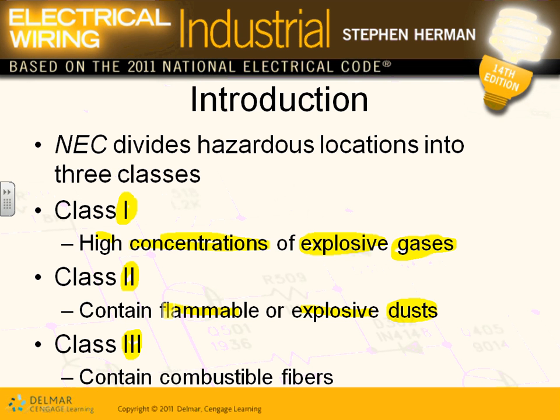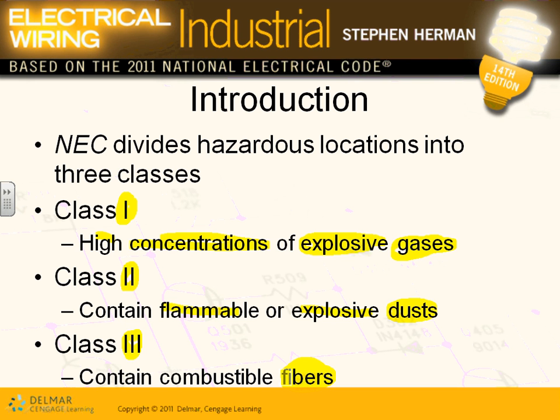Class 3 location is fibers. Fibers, grains, and so forth. There's a lot of examples, guys, that you can do. Combustible fibers, so the fiber and the dust kind of overlap a little bit. Sometimes the fiber creates a dust. If you have a certain concentration of combustible fibers in a certain area, that will qualify as a Class 3 location.